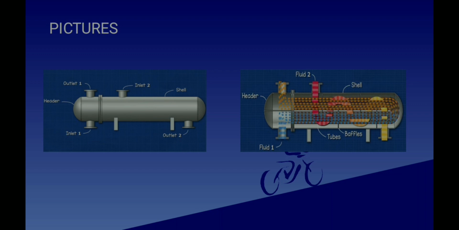So the fluid one inlet, which is called the tube side fluid, goes out at a warm temperature, and on the other side the fluid two outlet, which is called the shell side fluid outlet, comes out at a warm temperature. The outlet temperature will be less than the inlet temperature and warm. So this is how the heat exchanger works in industry processes.